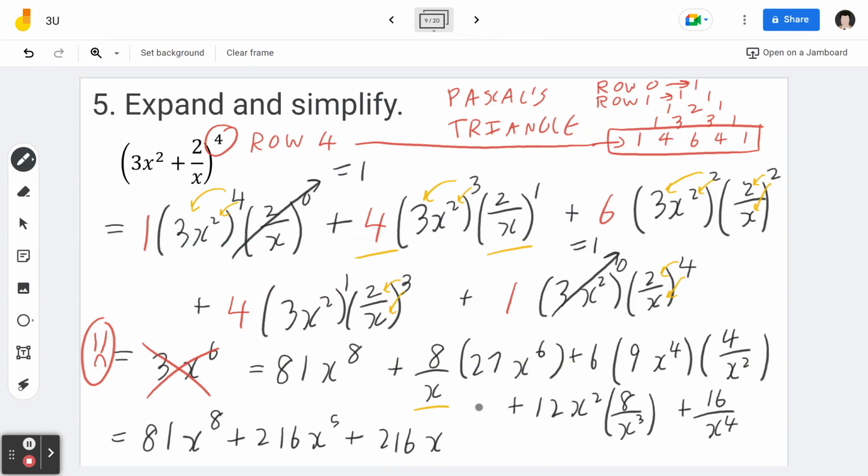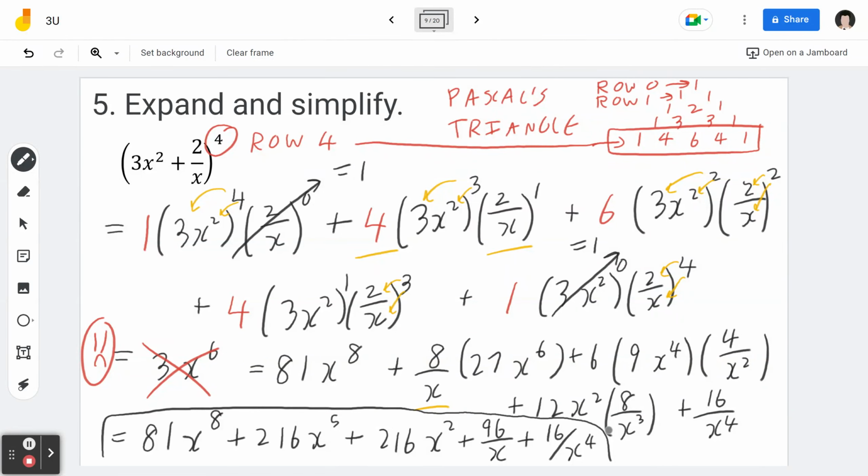X to the power of 4 divided by x squared is going to be x squared. Plus, this is going to be 12 times 8. That's 96. X squared divided by x cubed is going to be 1 divided by x. And last but not least, of course, you can copy 16 divided by x to the power of 4. And there's the answer. So let me just put a box around it, just like that.